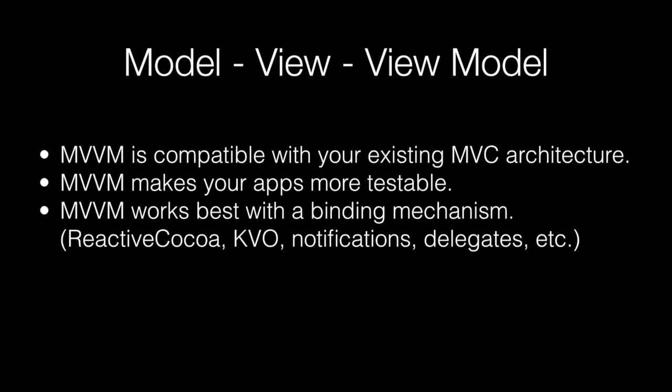Also, MVVM works best with a binding mechanism because of how it interacts with the data. So you want a way to easily specify: update this model when there's a change to this data, or update this view model when there's a change to this view, when the user adds text or manipulates the image. During my exploration, I was mainly using the stock standard Apple way, using the delegates and the callbacks that we get. But people are starting to experiment with this using Reactive Cocoa or KVO. I didn't actually explore them, but apparently Reactive Cocoa works really well. It's worth digging into if you're thinking of doing MVVM.